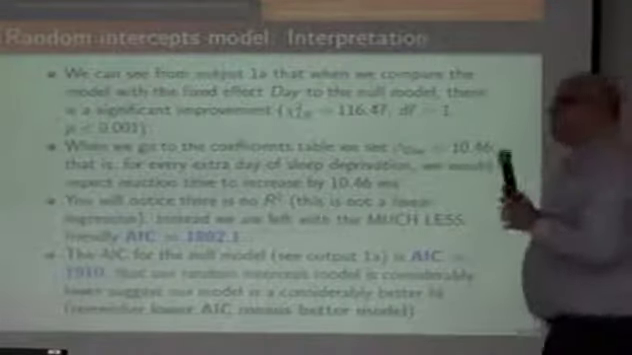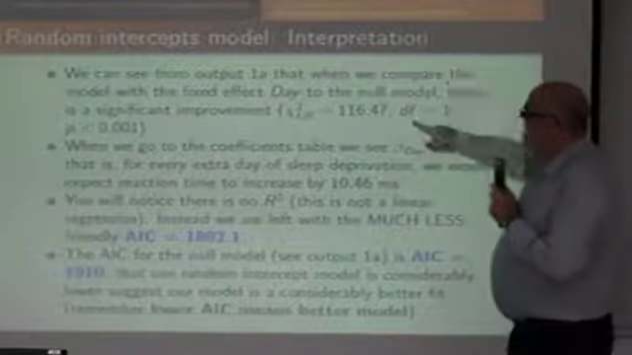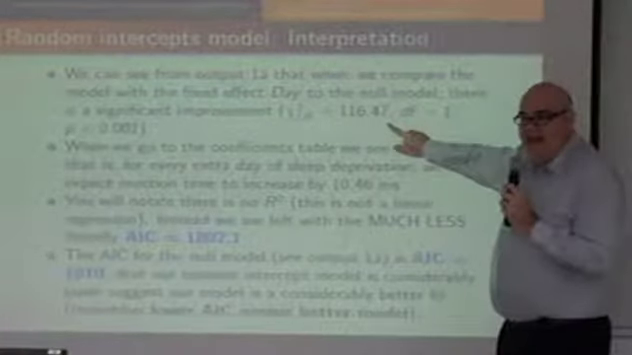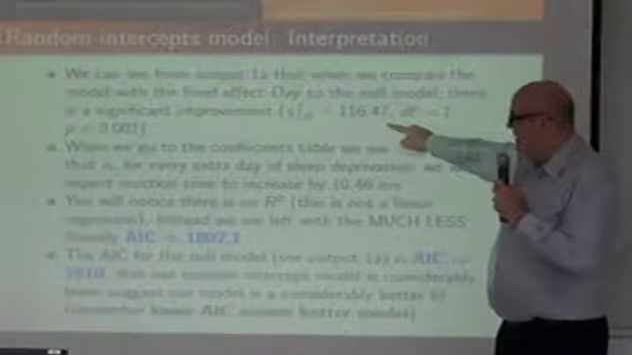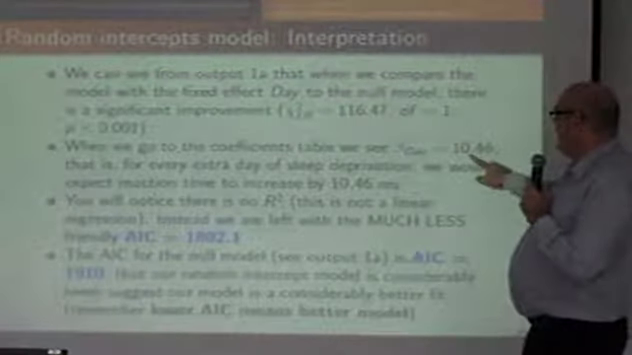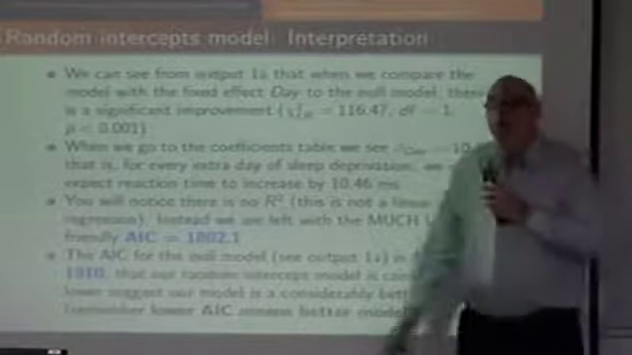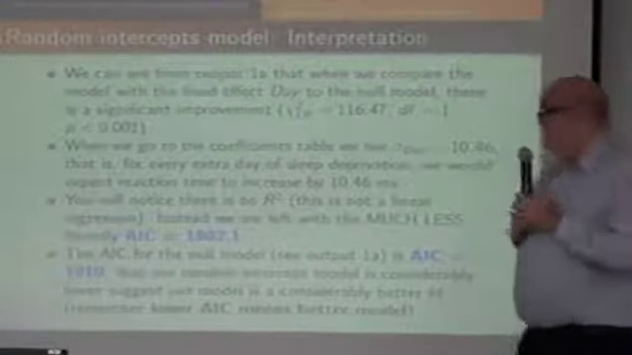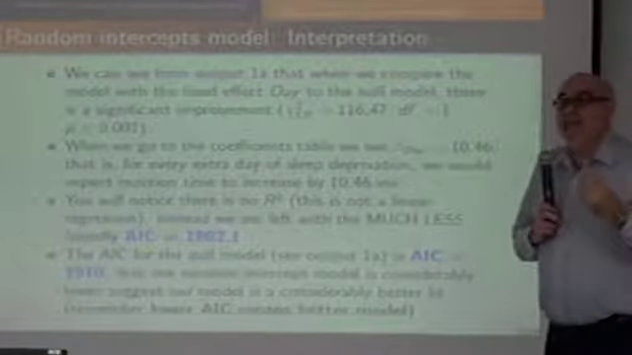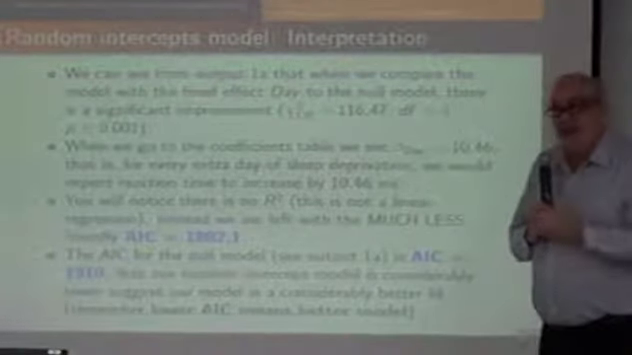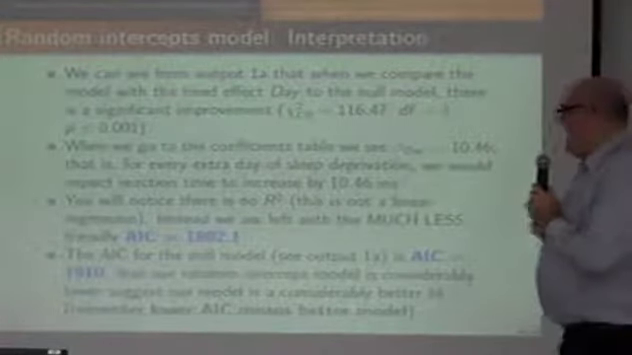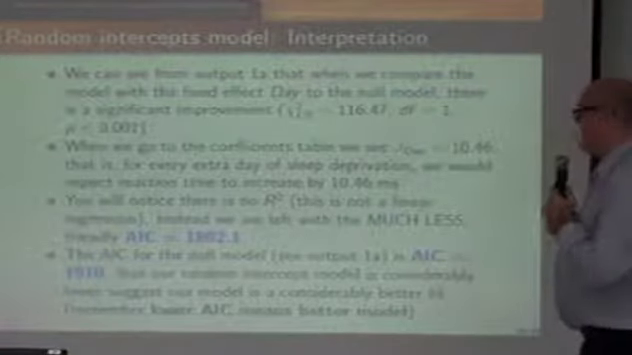Before I do, I'll just talk about the model. We can see from the output that it was a significant improvement on the null model. In other words, the day's effect is a significant effect. When we go to the coefficients table, we see that beta day is 10.46. That is, for every extra day of sleep deprivation, we see an increase of 10.46 milliseconds on average in reaction time. We're interpreting that as we would with any other linear regression coefficient.